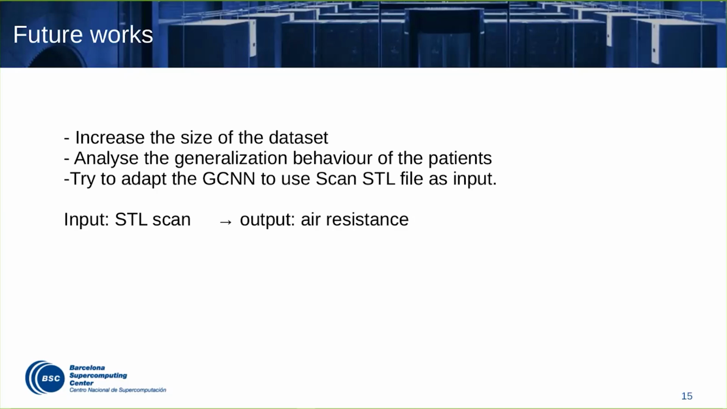So the future work will be, of course, increasing the size of the data set, trying to find patients of different types, different sizes, and different shapes, and also trying to analyze the generalization behavior of the model to have a more uniform, universal model. Also, we want to try to adapt this GCNN to use only the STL as input. The STL would be only the list of points of the geometry, and the output would be the air resistance, the pressure drop.